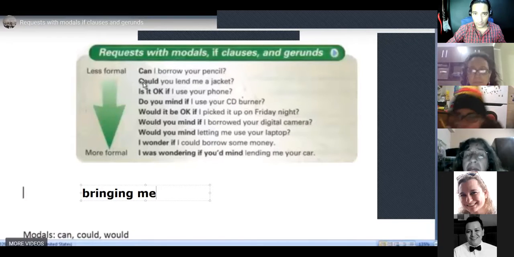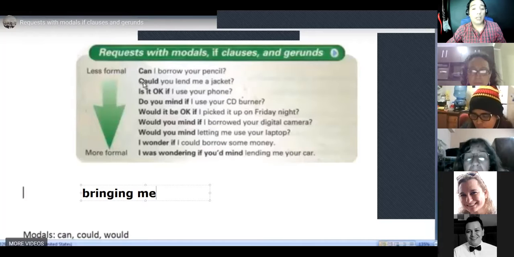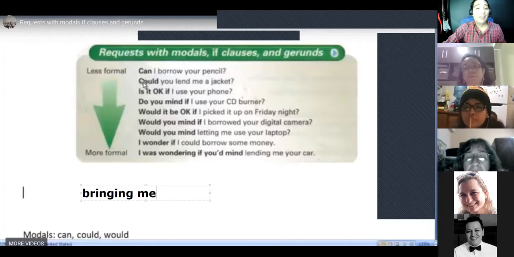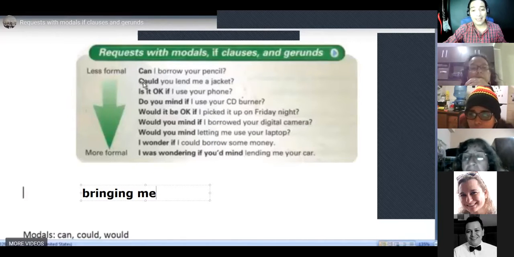Can, could. Luego vamos con las cláusulas if. Is it okay if? Está bien, sí. Do you mind if? ¿Te importa? Sí. Will it be okay if? ¿Estaría bien? Sí. Sigue siendo una cláusula if. Will you mind if? ¿Te importaría? Sí. Y lo estamos con Madeline. Ojo, pero después de ese if, ¿sí? Puedo ocupar el pasado participio, puedo ocupar una oración en presente simple. Y en el ejemplo que estamos dando con Madeline, estoy ocupando un gerundio.